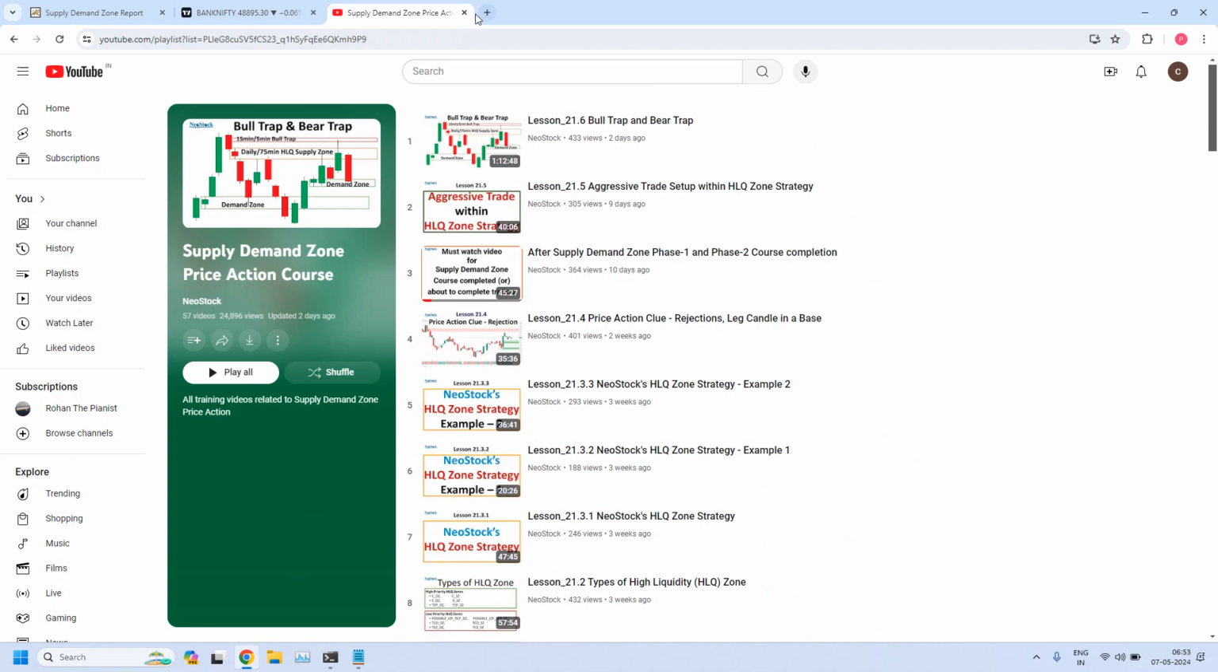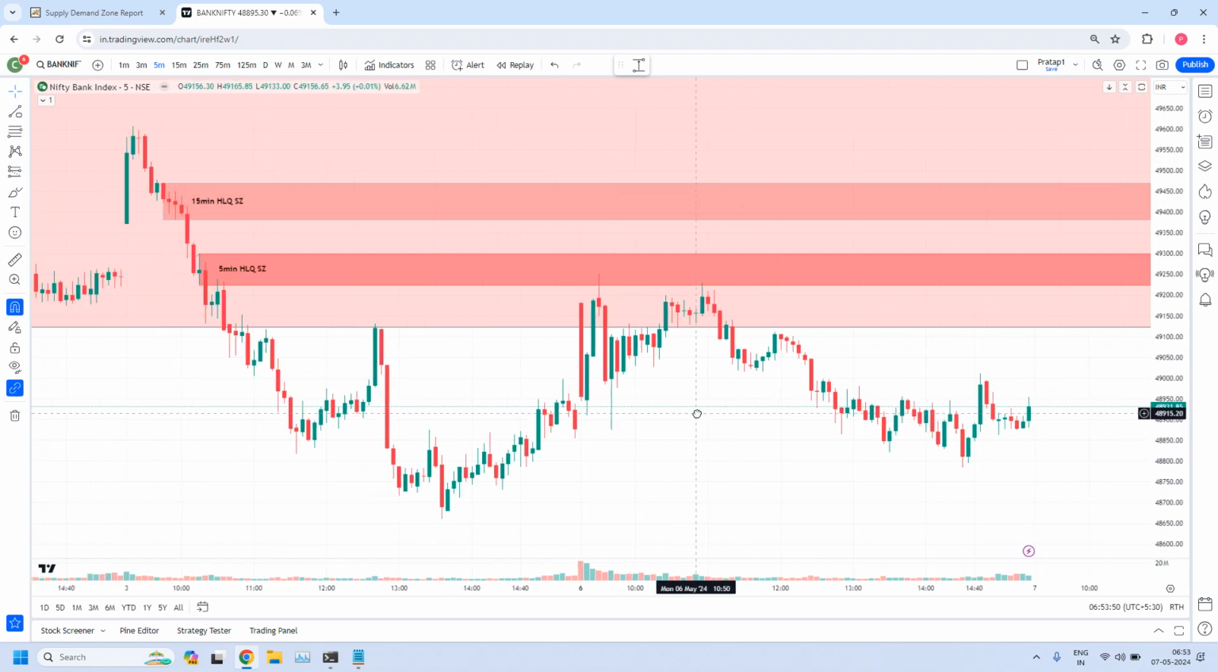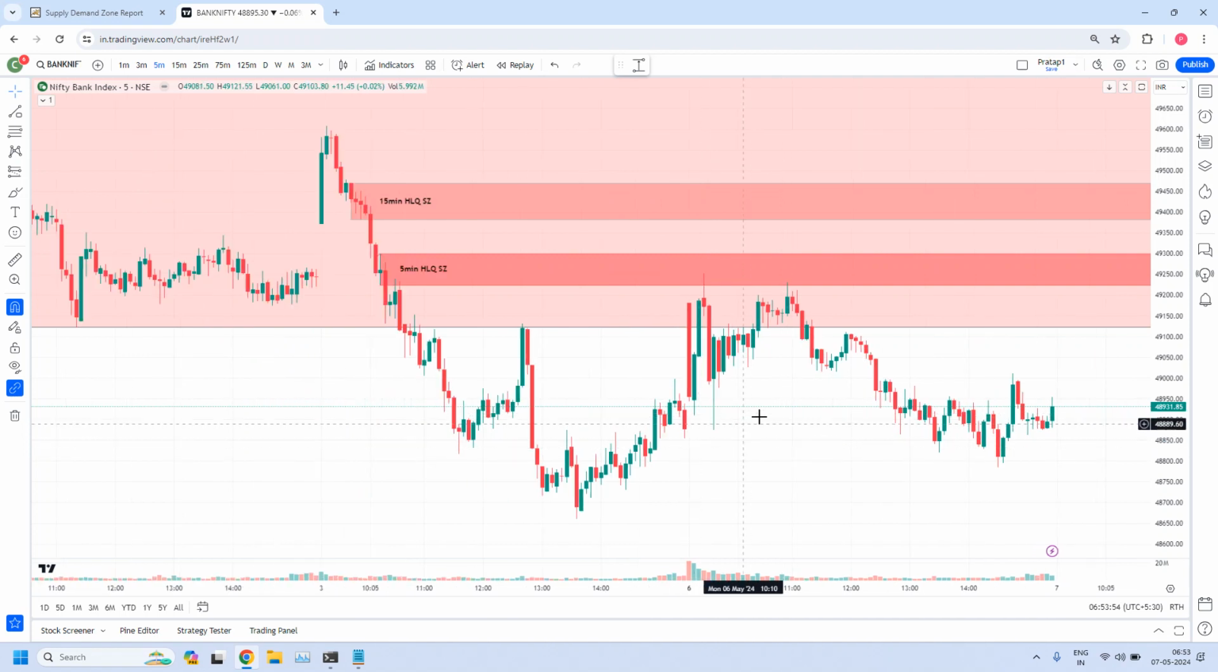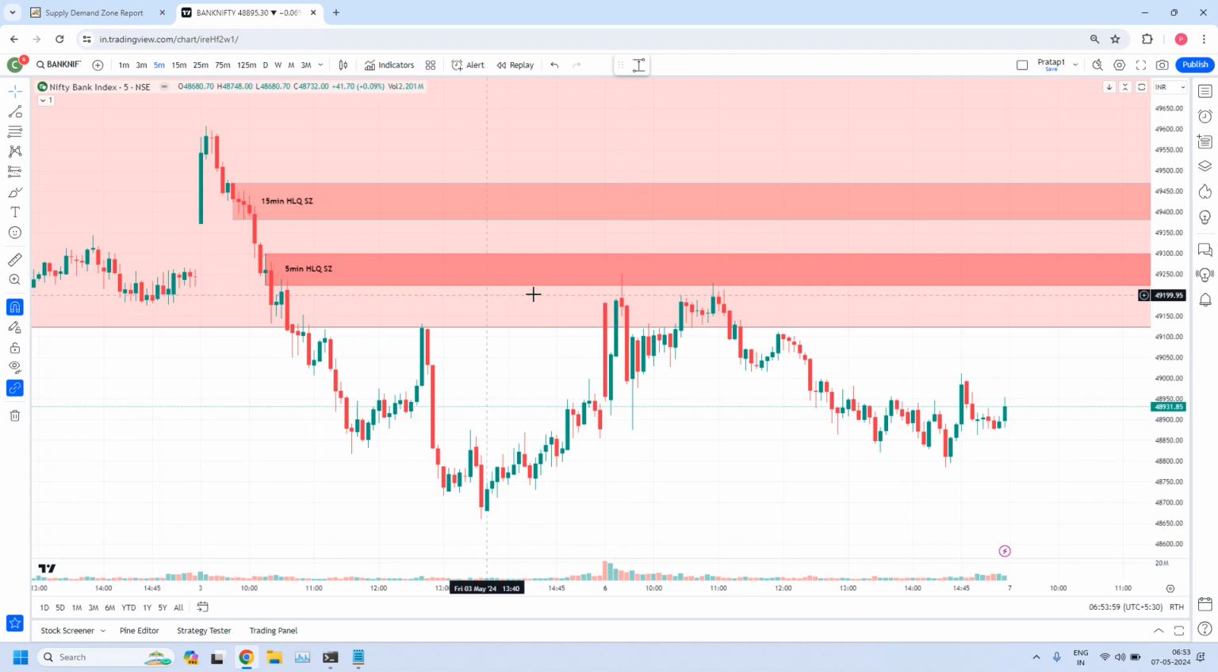Now let's get into the Bank Nifty analysis. We haven't seen much change based on yesterday's price action. You have already experienced yesterday. We got a couple of trades from this 5 minutes high liquidity supply zone and reached the 15 minutes target zone in both these trades.